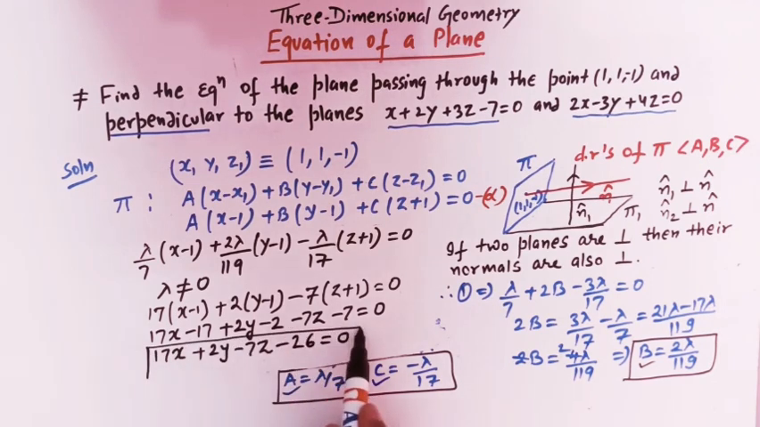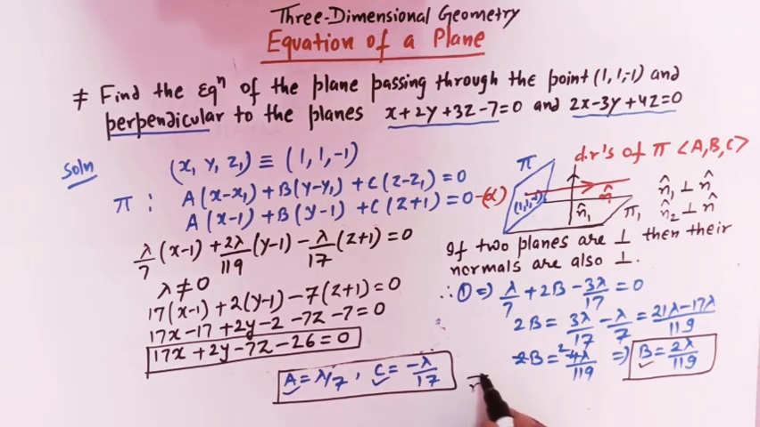So the Cartesian equation of the required plane pi is given by 17x plus 2y minus 7z minus 26 is equal to 0. Now the vector equation can be written as vector r dot 17 i cap plus 2j cap minus 7k cap is equal to 26. So this is the required vector equation, and this is the Cartesian equation.